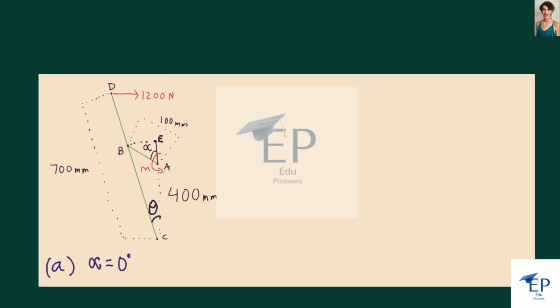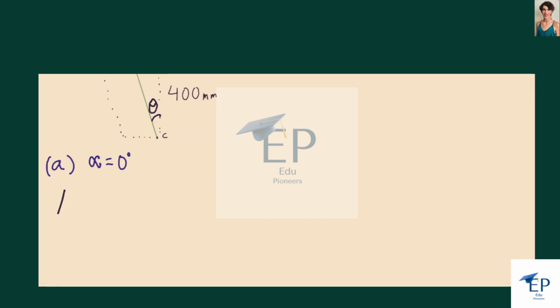We're trying to find a moment M that will keep our system in equilibrium whenever an input force of 1200 newtons is applied. And we're going to do this for different values of alpha. So we're going to start with alpha equals 0 in part A. So we're going to find some unknown lengths in our free body diagram.